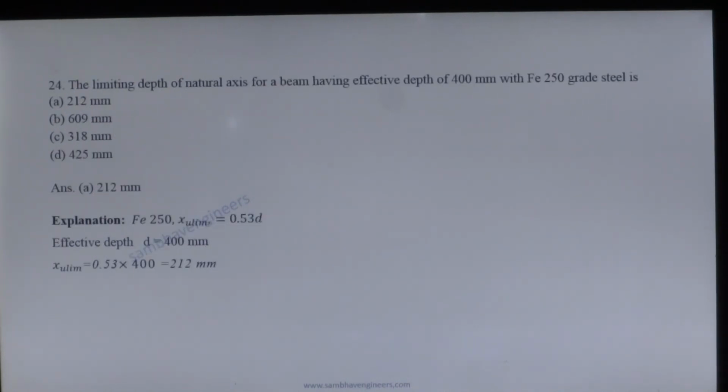Next question. The limiting depth of neutral axis for a beam having effective depth of 400 millimeters with Fe 250 grade steel is? Limiting depth of neutral axis for Fe 250 grade steel is given by 0.53 d, where d is the effective depth of the beam, equal to 400 mm. Putting these values, we get limiting depth of neutral axis equal to 212 mm.